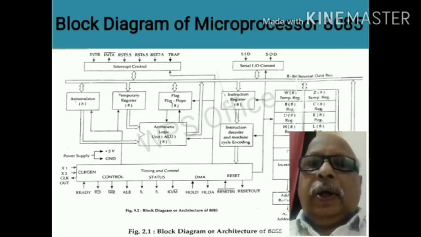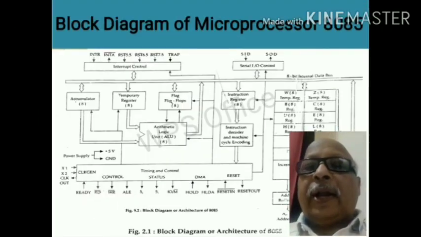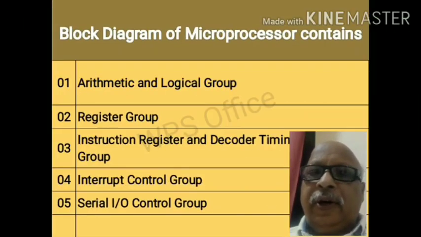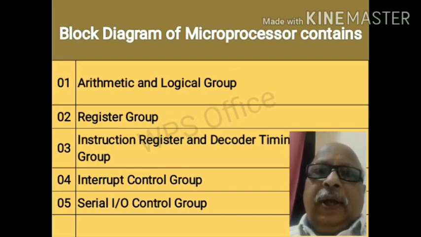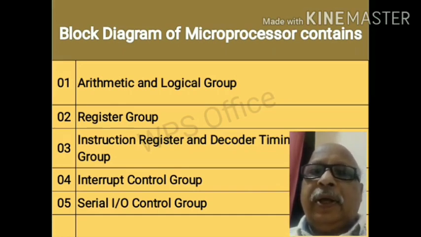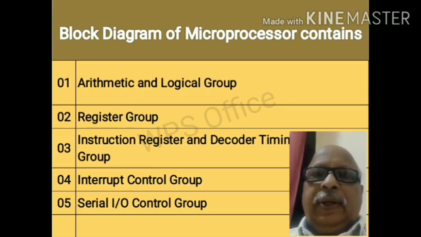Figure shows the architectural block diagram of microprocessor 8085. It contains different groups, different blocks. That is, block diagram of microprocessor contains, first is arithmetic and logical group. Then second thing is register group, instruction register and decoder, timing and control group, interrupt control group, serial IO control group. So these are the main blocks of the microprocessor.